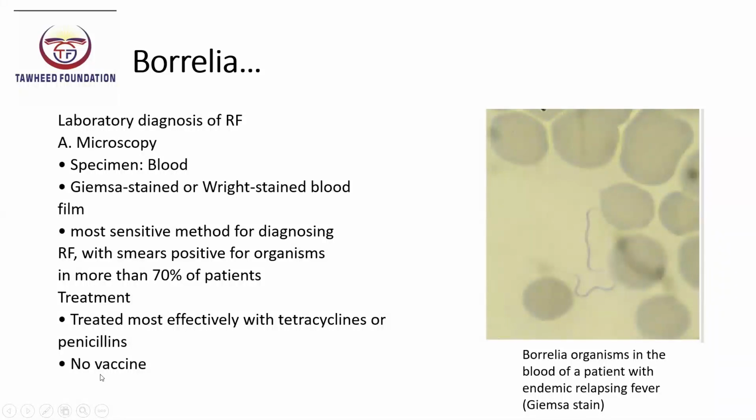Treatment. Both Lyme disease and relapsing fever respond well to tetracycline or penicillin. Early treatment is essential to prevent complications, especially in Lyme disease, where untreated infections can progress to arthritis, neurological disease, or carditis. Unfortunately, no vaccine is currently available for either Lyme disease or relapsing fever. So prevention depends on vector control and protective measures against tick or louse exposure.